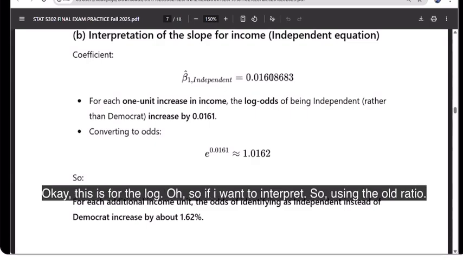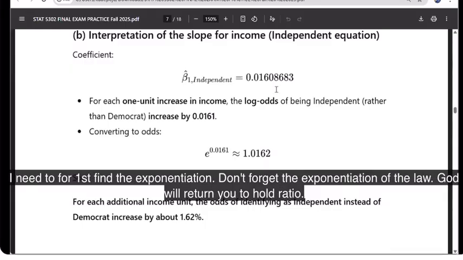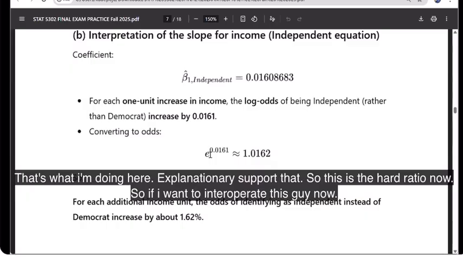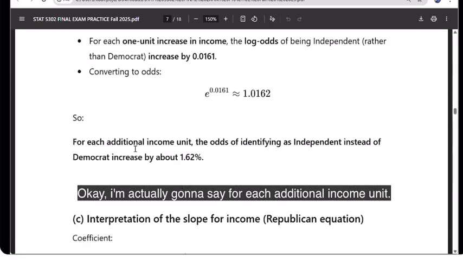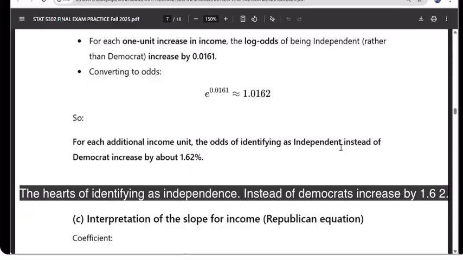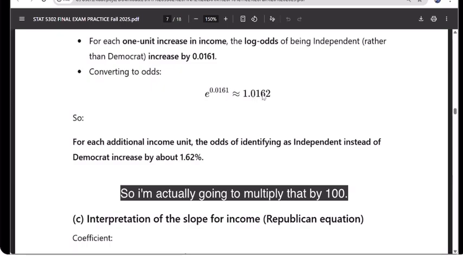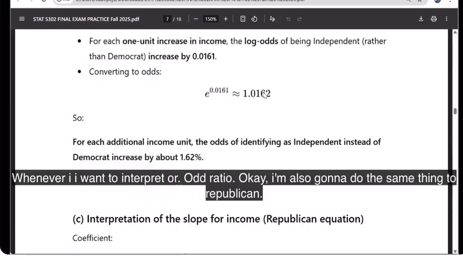If I want a better interpretation, this is for the log odds. So if I want to interpret using the odds ratio, I need to first find the exponentiation. Don't forget, the exponentiation of the log odds will return you the odds ratio. That's what I'm doing here. Exponential raised to the power of that. So this is the odds ratio now. If I want to interpret this, I'm going to say for each additional income unit, the odds of identifying as independent instead of Democrat increase by 1.62. So I'm going to multiply that by 100 whenever I want to interpret an odds ratio.